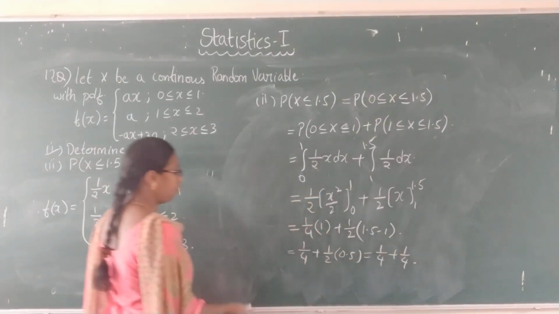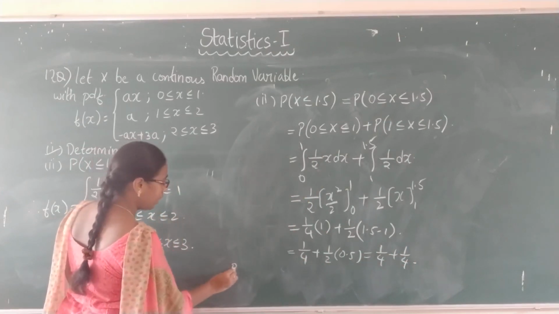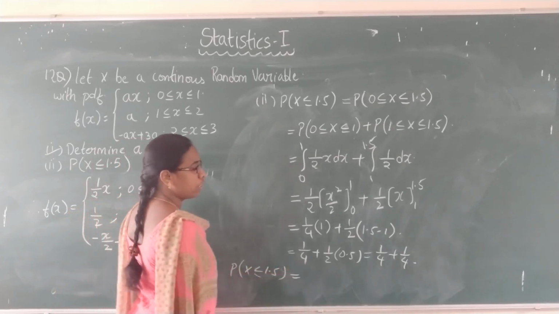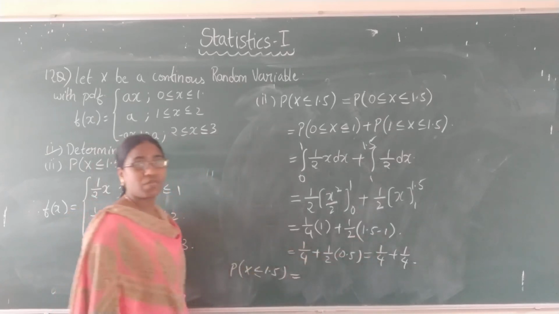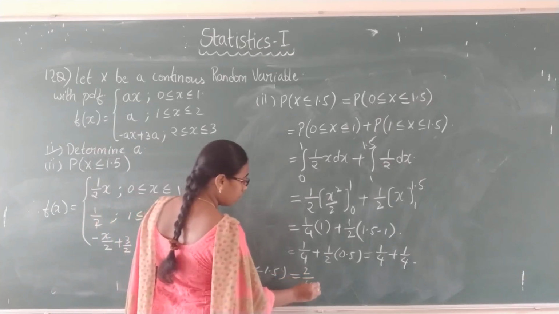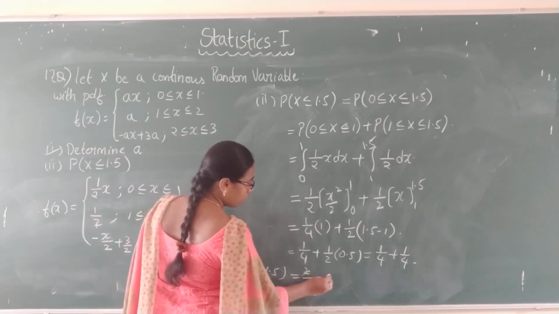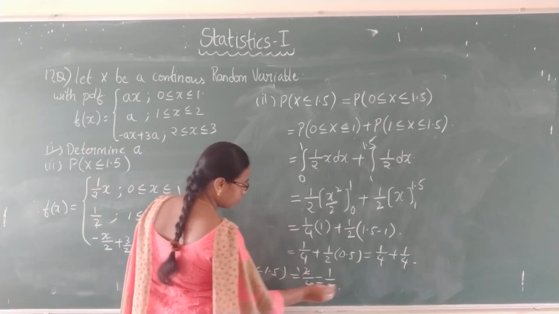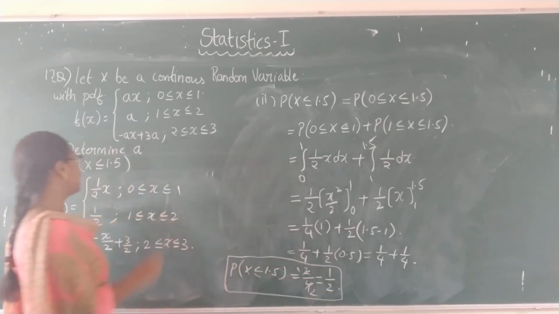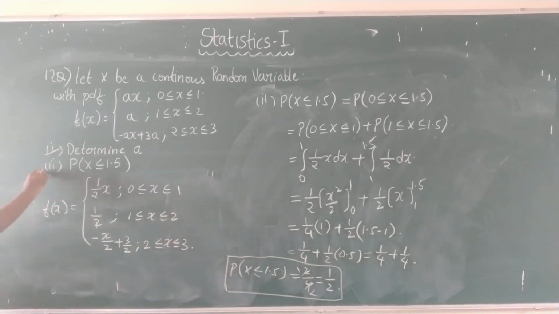Which probability are we finding? Probability of x less than or equals to 1.5 equals to 1 by 4 plus 1 by 4 is 2 by 4, which is equals to 1 by 2. So this is the required probability we got, that is probability of x less than or equals to 1.5. So you have to choose the function very carefully.